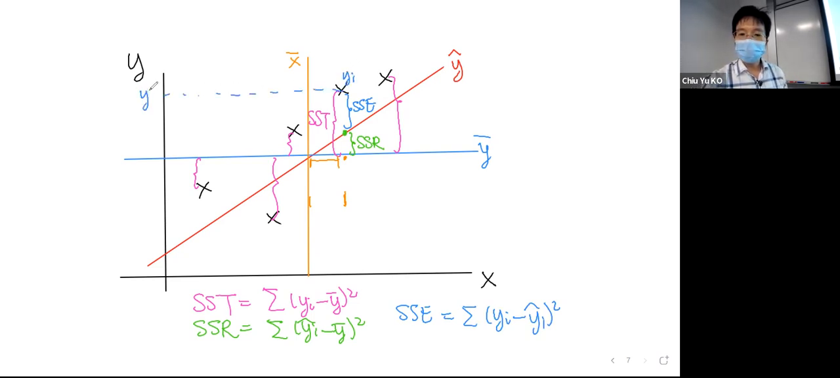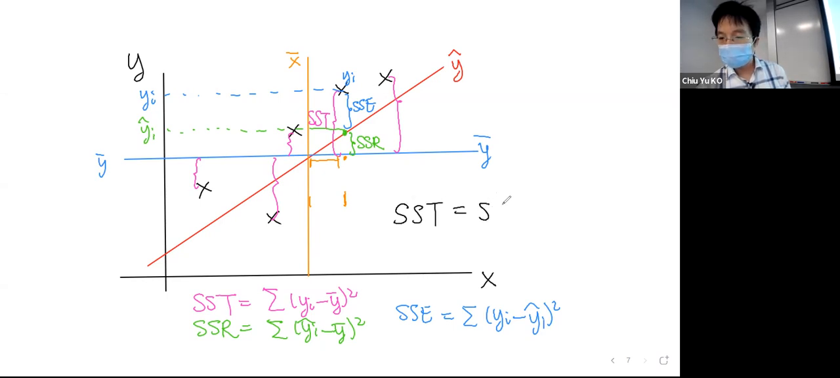So yi, and I put it here. This is yi hat, right? And this is y bar. Okay? So that's how you get all this. And it can be shown, although we don't prove it here, but you will see from this diagram, it's pretty straightforward. This is equal to this.